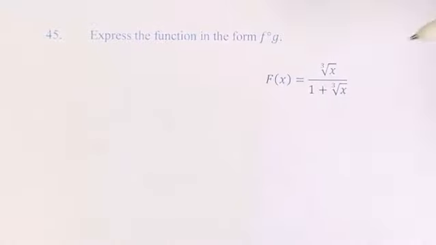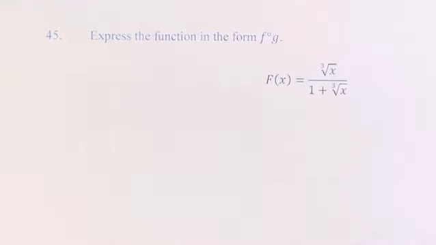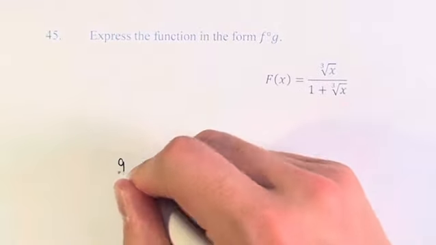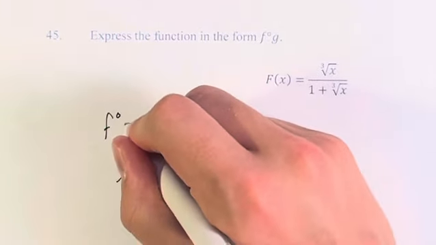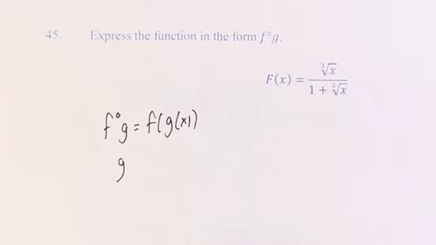In this problem, we're asked to express the function in the form f of g, where capital F of x is equal to the cube root of x over 1 plus the cube root of x. So it looks like the easiest way to do this is notice that we have a cube root of x here and a cube root of x here. So let's say our inner function is going to be g, because this composition f of g, we can write it as f of g of x.